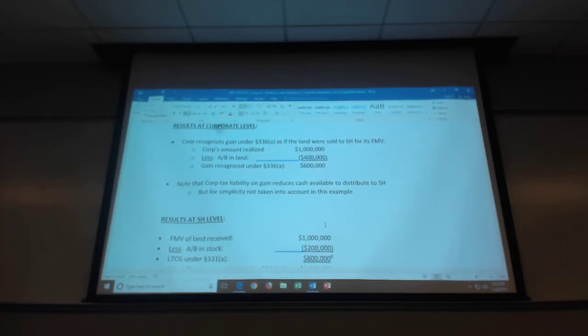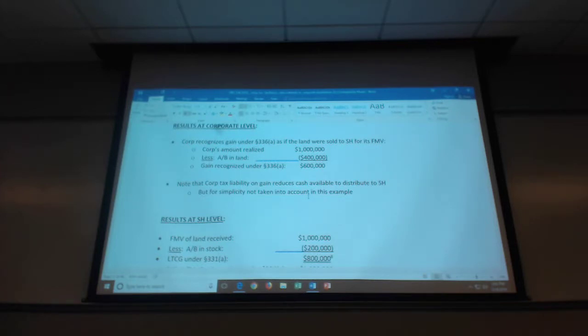At the corporate level, general rule of section 336A, when property is distributed pursuant to the liquidation of the corporation, it's a deemed sale or exchange. The code says that the corporation recognizes gain as if it had sold the property for fair market value to the shareholder. So the code basically sets up a hypothetical sale by the corporation of its assets to the shareholder.